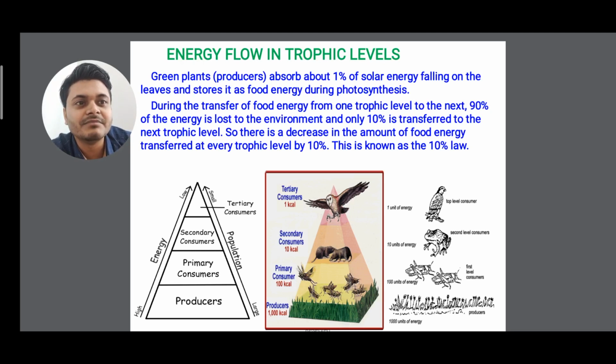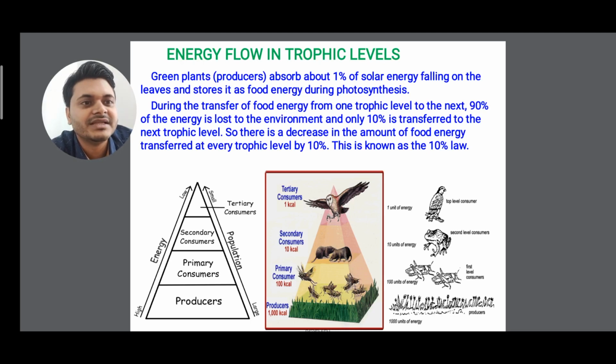So there is a decrease in the amount of food energy transferred to each trophic level by 10%, and this is known as the 10% law. Clear? This energy flow in ecosystem is also called the 10% law, because at each successive trophic level 10% of the energy is degraded. In the middle diagram, grasses are the producers. If they have 1,000 kilocalories, when it goes to the primary consumer it becomes 100 kilocalories. Then for the secondary consumer it becomes 10 kilocalories, and for the tertiary consumer it becomes 1 kilocalorie.